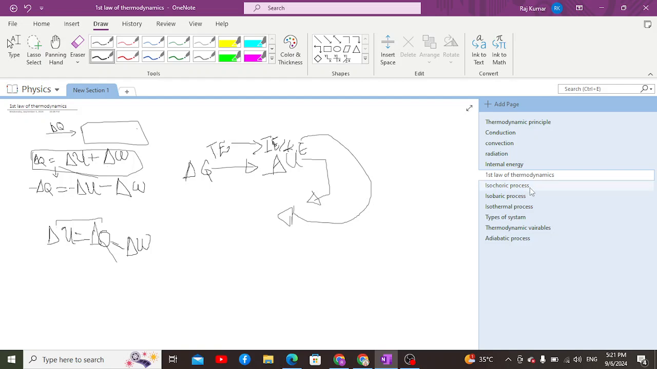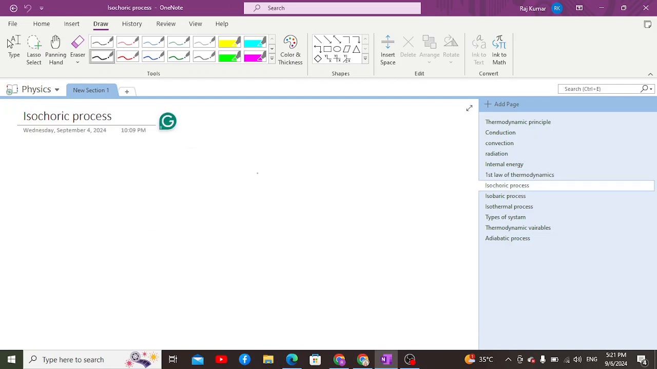Apart from which, when it comes to the isochoric process, let us understand some applications of the law of thermodynamics. The first application of the law of thermodynamics: first we need to understand what application really means.